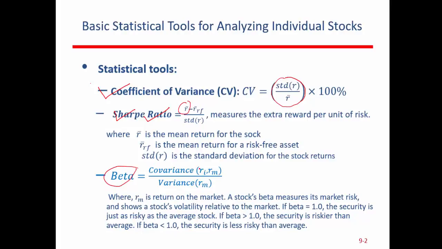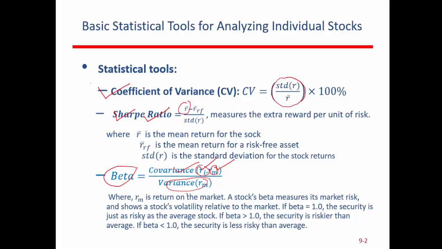Another measure people usually use in analyzing individual stock is beta, which is defined as the covariance between the individual stock return and the market return, over the variance of the market. The covariance between the two measures how the individual stock moves with the market return. Positive covariance means the market return and individual stock return move in the same direction. Negative means they move in the opposite direction.